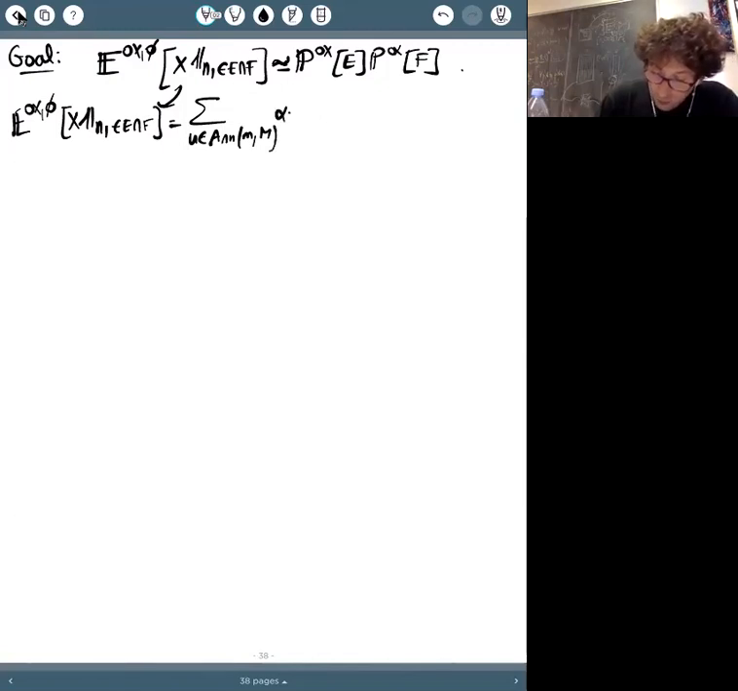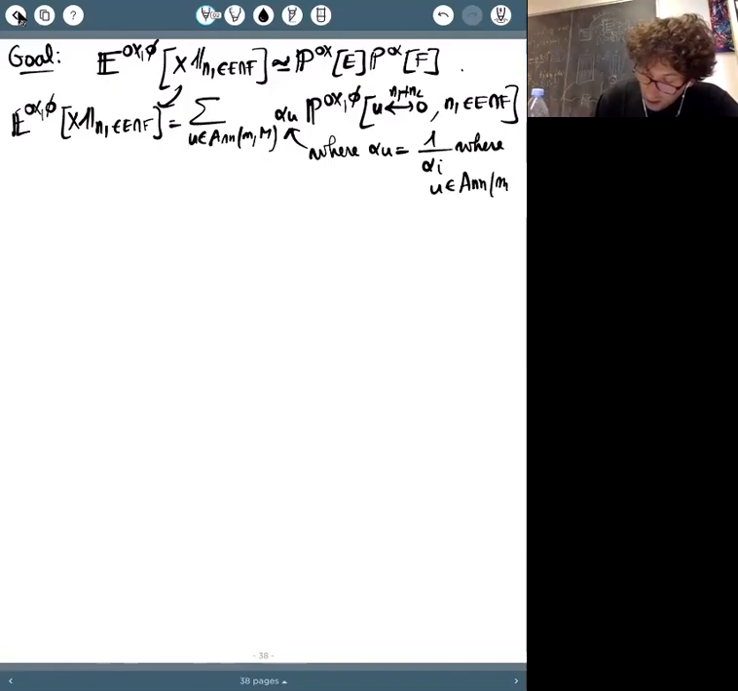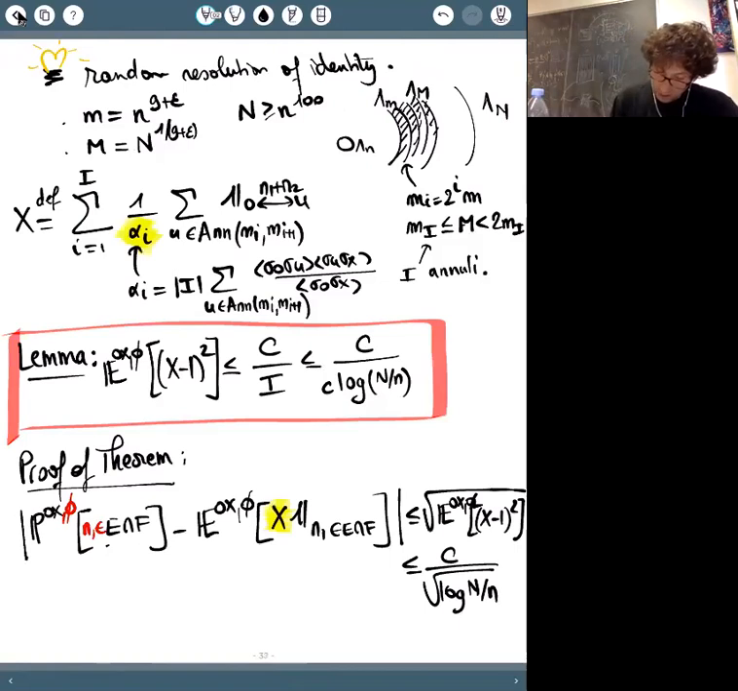of alpha u, which I will tell you what alpha u is, times the probability that u is connected to 0 in N1 plus N2, and N1 belongs to E intersected with F. Okay? Where alpha u is something like 1 over alpha I, where u belongs to the annulus M_{i+1}. Right? So what I do is I'm looking at the expectation here.